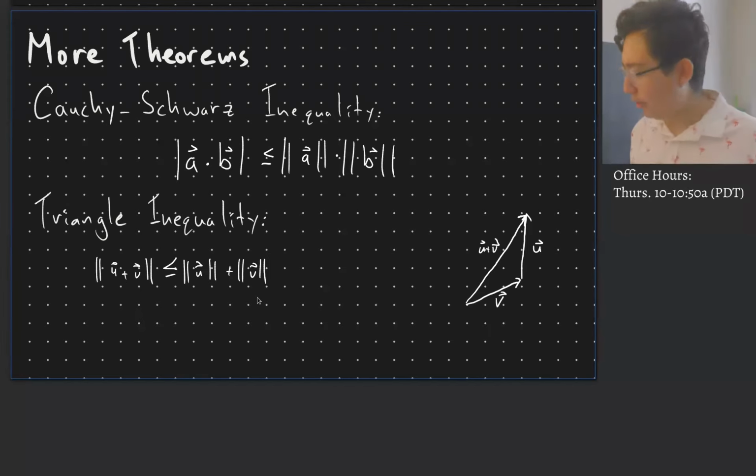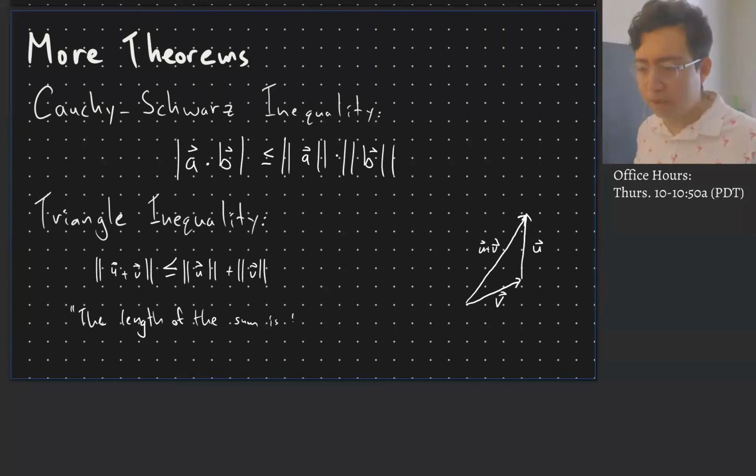Okay. Let me write that. The length of the sum is less than the sum of the lengths. I say less than or equal to is fair.